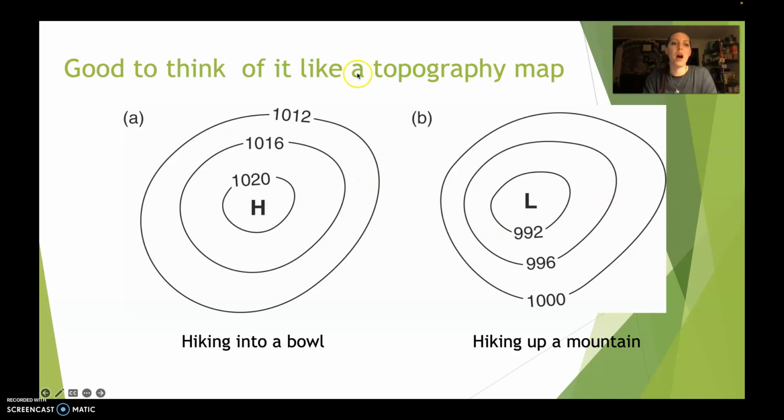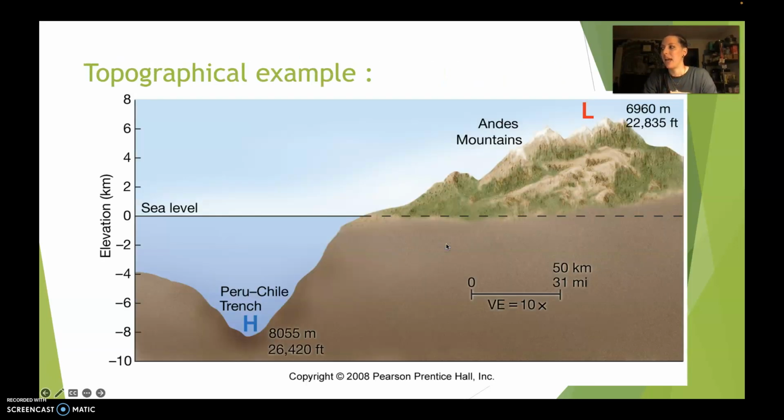So when I say a topography map and a topographer example, when I'm talking about high pressure regions, you can think about it like hiking into a bowl. Remember, when we talk about pressure, it's like how much atmosphere is on top of your head. So if you're standing in the middle at H, then there's more atmosphere on top of your head for whatever reason in that moment. But if we were in this region of low pressure, you can imagine it as if you're at the top of a mountain where there's less atmosphere on top of your head. And this is simply a way to somewhat visualize it.